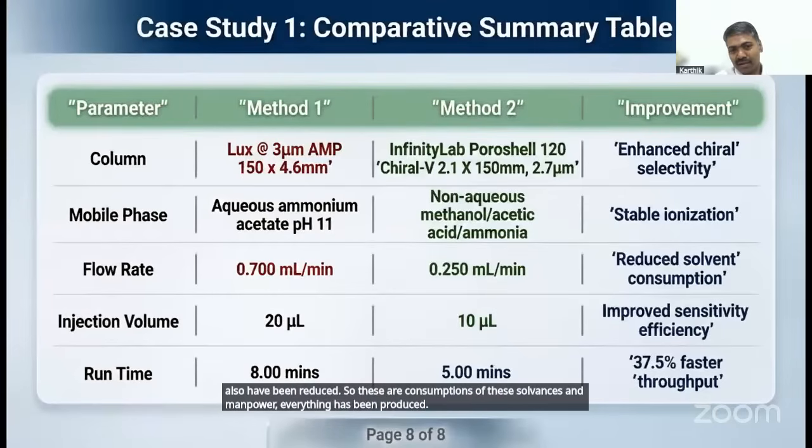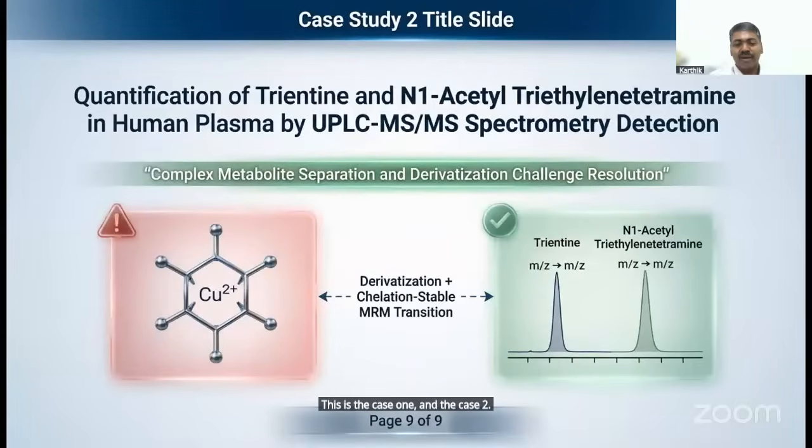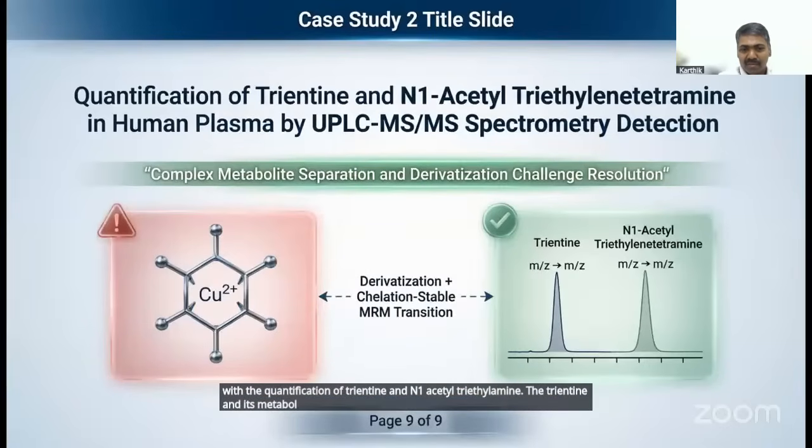This is case 1, and case 2 is the quantification of triamterene and N1-acetyl triamterene, the drug and its metabolite, in human plasma by UPLC-MS spectrometric detection.